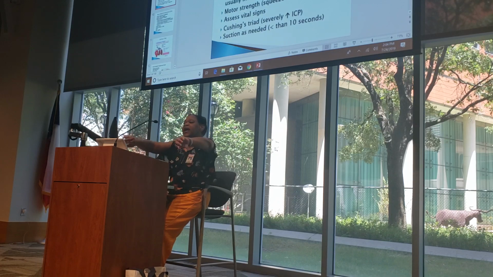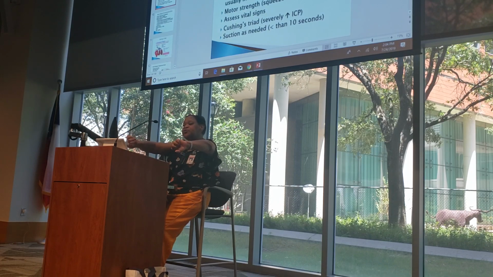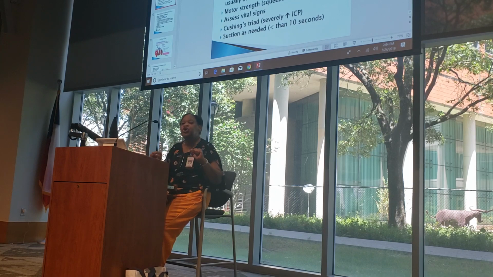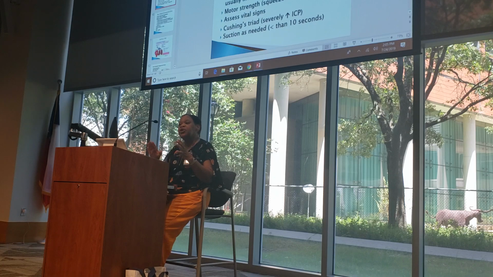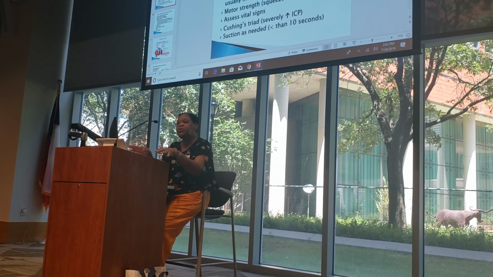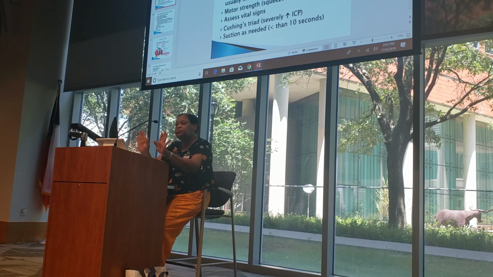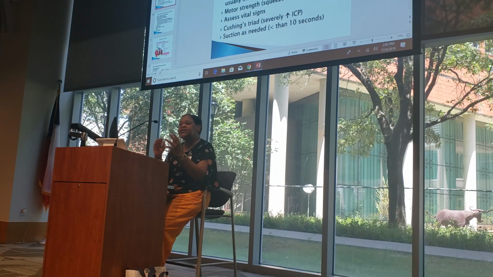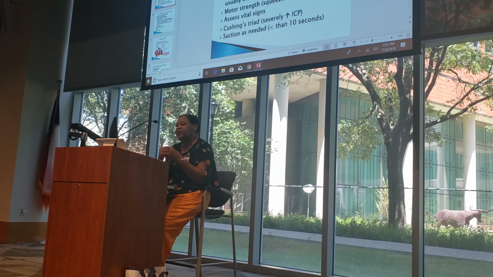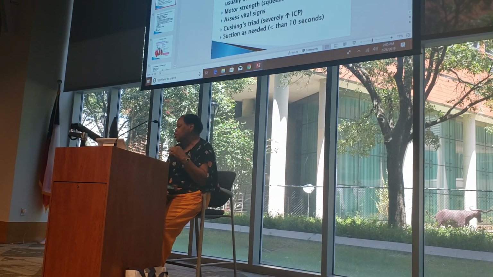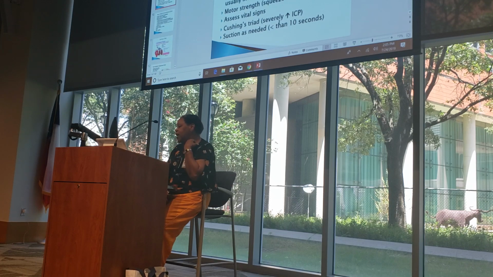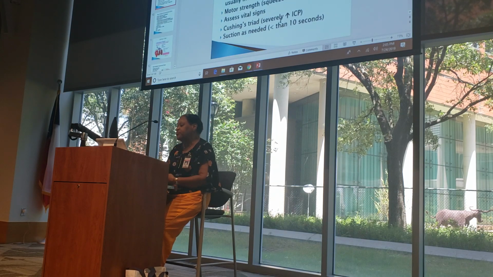Squeeze their hands. Ask if they're able to squeeze your hands, that's good, but if they're not, you can use other cues to try to understand their strength. You can push down, you can push their legs, or try to get some idea about what their strength level is, okay? Assess your vital signs. And then Cushing's triad means a severe increase in ICP. I'm going to show you what that is in a minute.